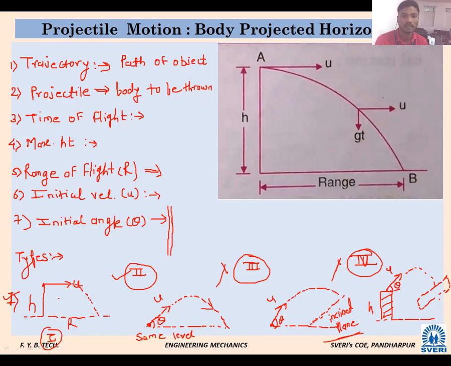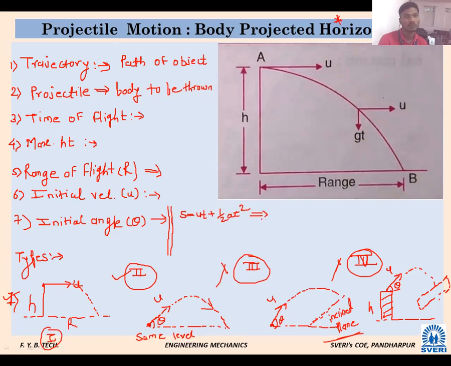Object is raised through a certain height h and it is thrown with initial velocity horizontally. That word is most important. Once it is thrown horizontally, only two formulas are there. So how did those formulas come? For that, our linear equation of motion is used: s is equal to ut plus 1 half at square.